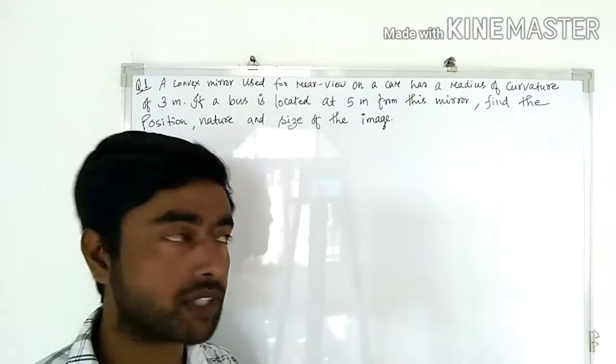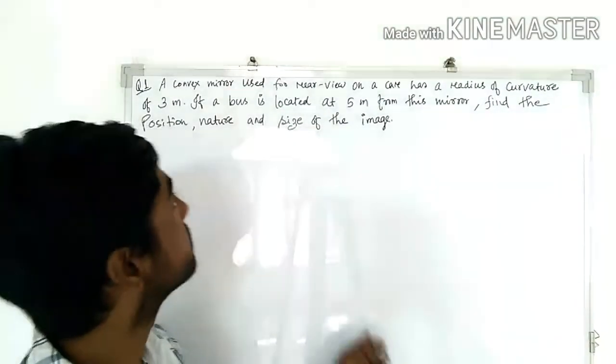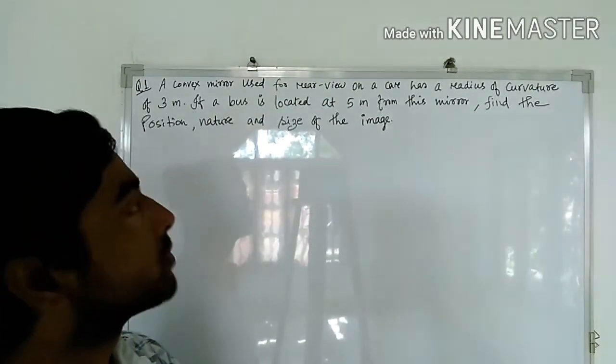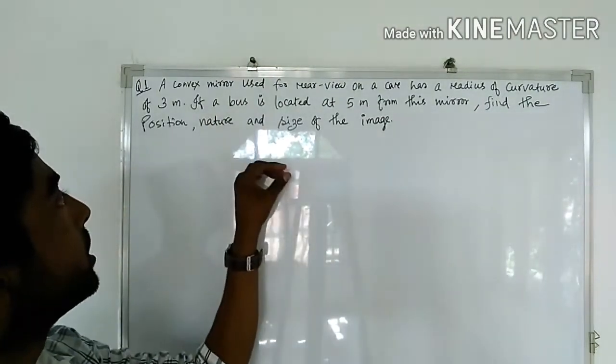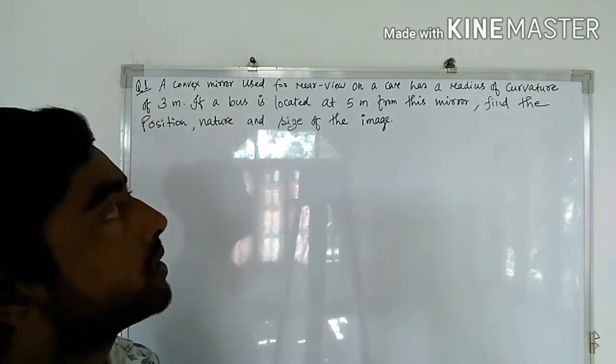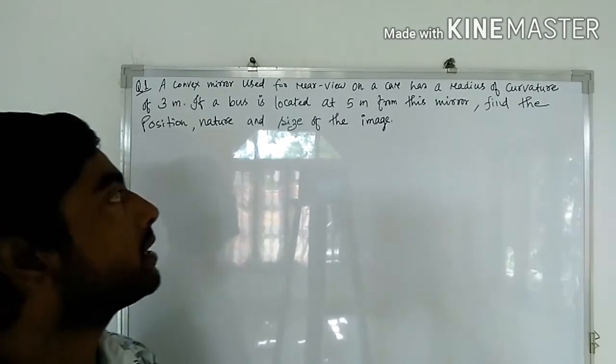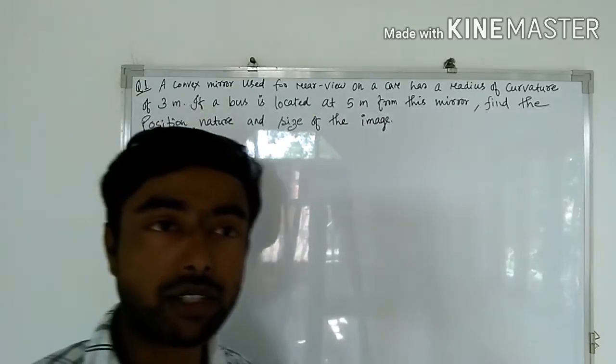So here is the first question. I will read the question. A convex mirror used for rear view on a car has a radius of curvature of 3 meter. If a bus is located at 5 meter from this mirror, find the position, nature and size of the image. That is the question.